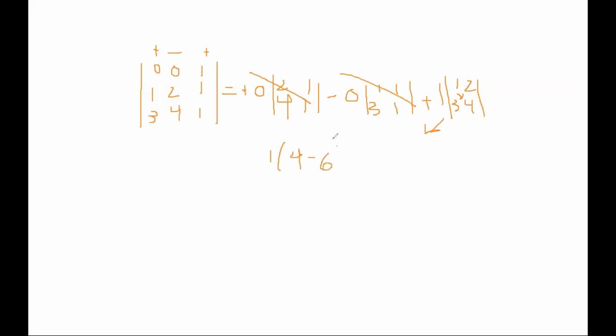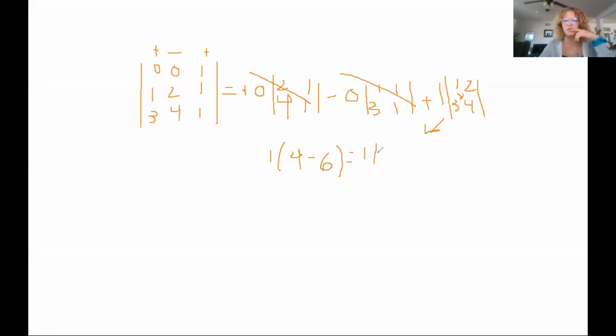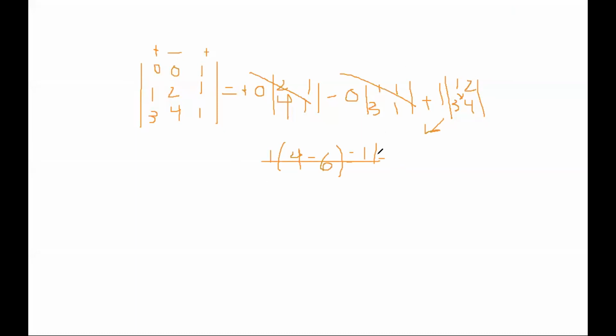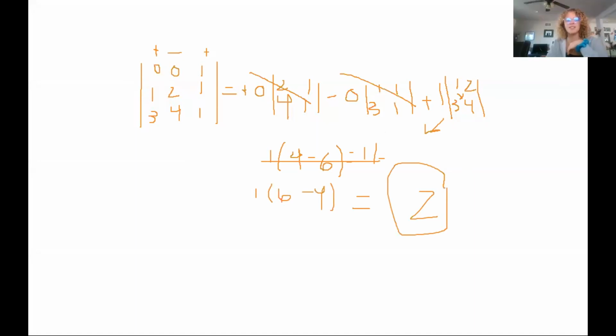4 minus 6. Oh no, that's not going to be right. Wait, I don't think an area could be negative. I think you do 3 times 2 and then you subtract the 4. Okay, so it'd be 2 then. 6 minus 4 equals 2. So I don't know if this is right, but it's a start. It's an idea. I think it makes sense.